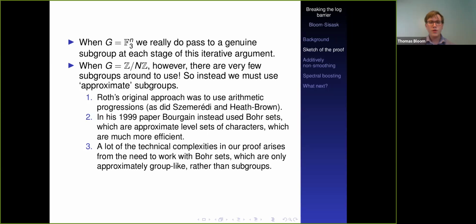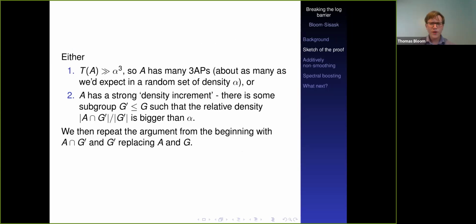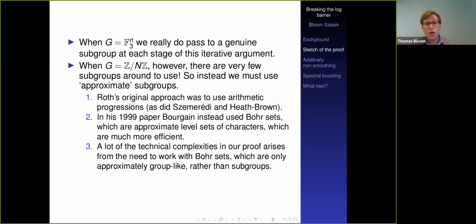Okay, so there are a couple of remarks, I guess, to make about this density increment scheme. The first is, what do I mean by subgroup? Do I actually mean subgroup? This works very well as written, for example, in F3 to the n, where there's loads of subgroups, right? If I'm working in a vector space over a finite field, then I have plenty of very rigid algebraic substructures to pass to. But in general, of course, there might not be any non-trivial subgroups around that I can actually pass to.